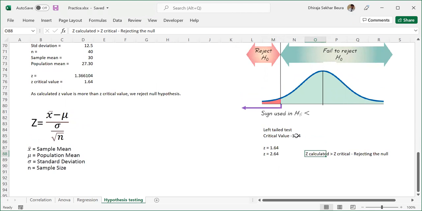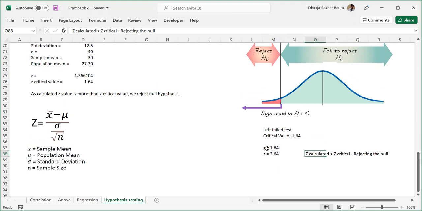So I got it. Minus 1.65, we have to reject the hypothesis because this is lesser than. Let's talk about this one. Z calculated is more than the Z critical. In that case, what is happening? We fail to reject the null hypothesis. We fail to reject, right?